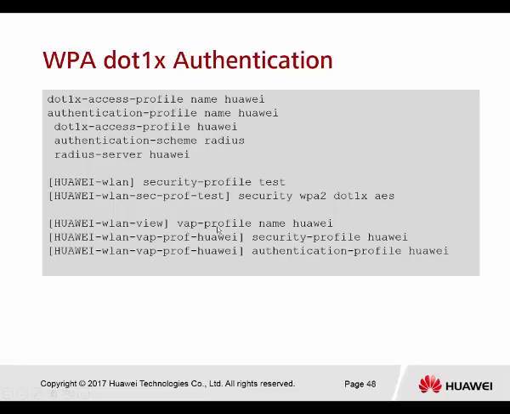Now go to the VAP profile, the SSID, because we configure the SSID on the VAP profile. On there, select security profile Huawei, and authentication profile also Huawei. So for those users who want to connect to this SSID, they will perform the RADIUS authentication. They're all using 802.1x.